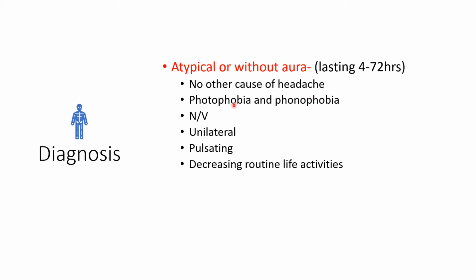And this individual is presenting with photophobia. They don't want to see light right now. They don't want to hear loud sound, phonophobia. There's nausea, there's vomiting, it's unilateral, but it may not be all the time. It's pulsating or throbbing. Decreasing routine life activities is already affecting this person. Then you can make the diagnosis of atypical migraine, or migraine without aura, or common migraine as known in those days.